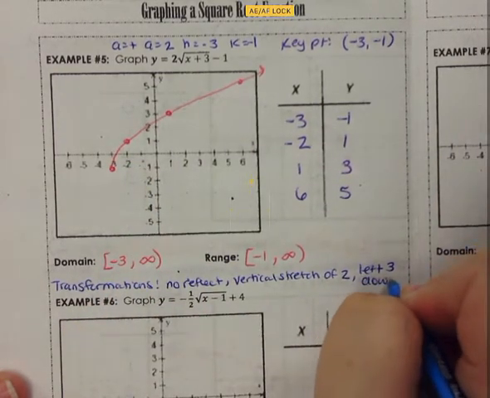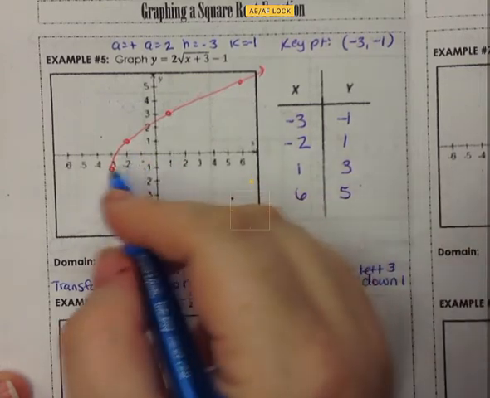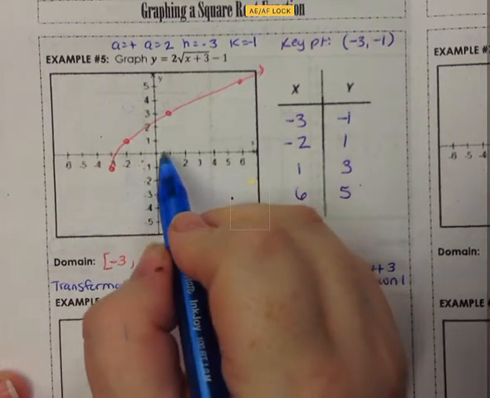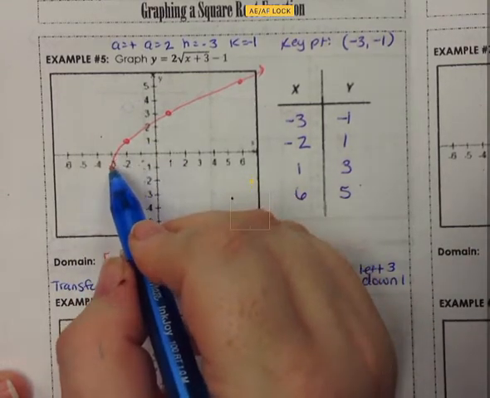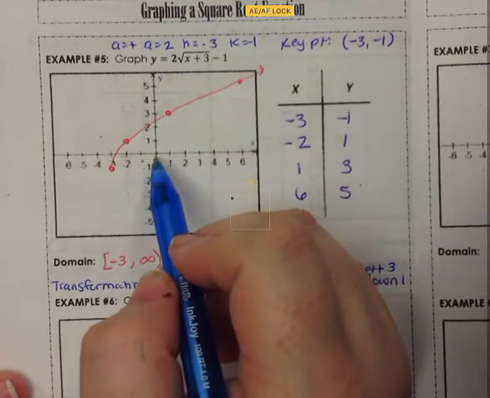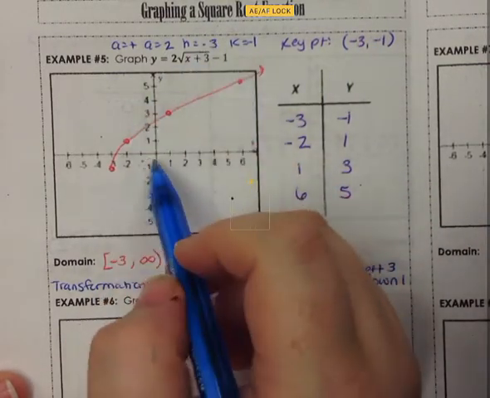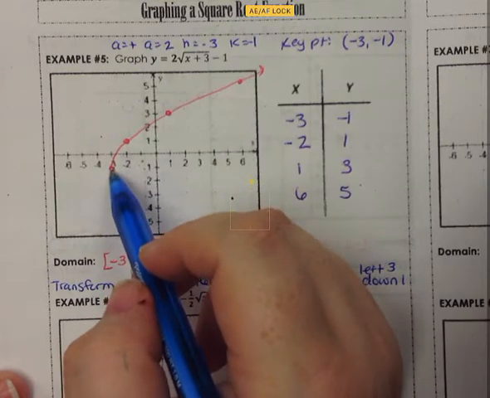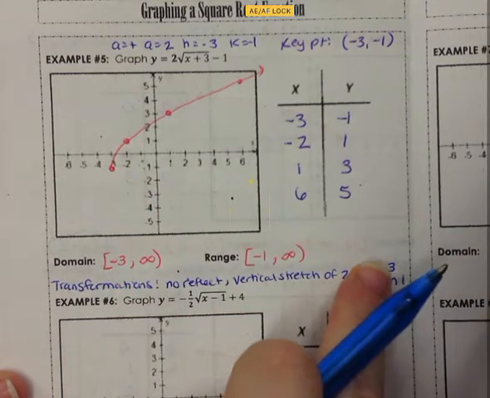So even just looking at the graph, you can see the direction that it went, left or right, up and down. You can actually see from 0, 0 which direction it went. So even if you don't know your key point, or you don't know your H and K, you can still see that it went left and down. So you shouldn't get those wrong.